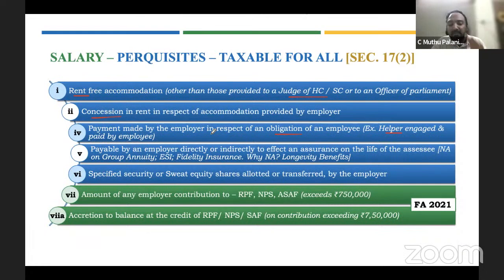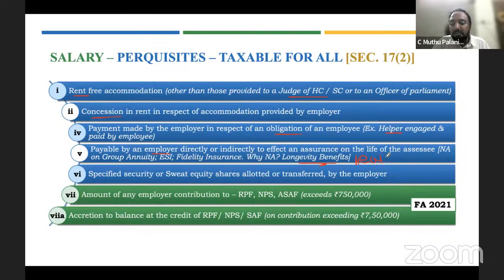That is applicable as taxable for all employees. Any sum payable by an employer, directly or indirectly, to effect an assurance on the life of the assessee: group annuity, fidelity insurance. So that is what is there. And it is not applicable on longevity benefits. For example, it is not applicable for medical insurance. So group annuity, fidelity insurance, all this is covered as perquisites, but it is not covered for longevity benefits, which means anything that is for health. So anything that is for health is not covered here.